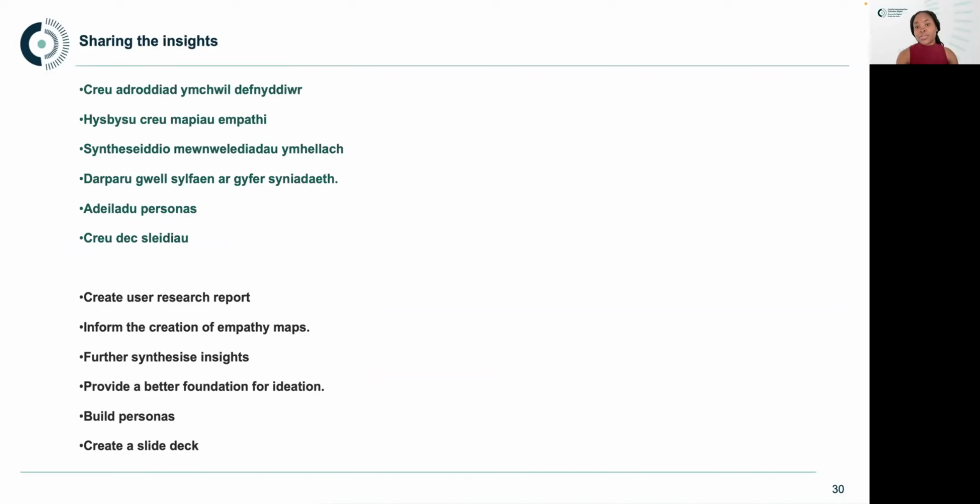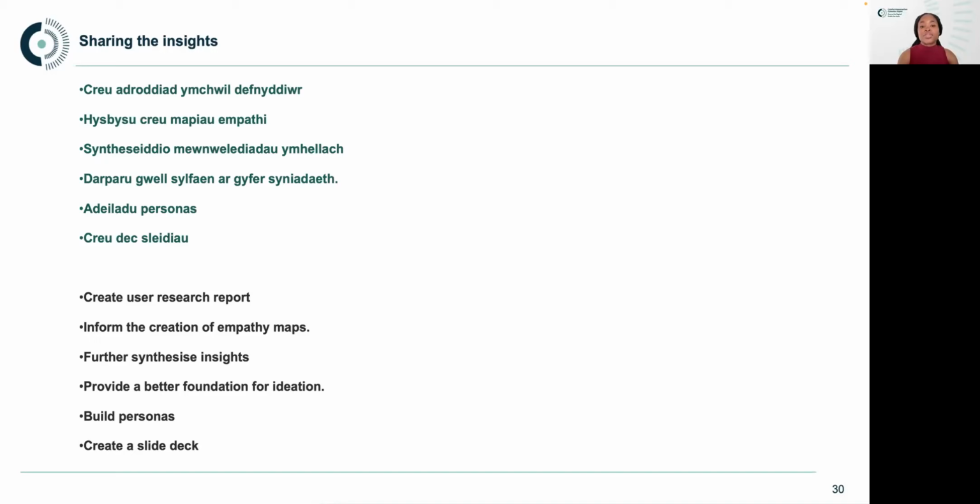And then you can now use the outcome of your affinity diagram to create a user research report. It can be very detailed for your team and with less detail for maybe senior management. You can use the outcome of your affinity diagram to also inform the creation of empathy maps. You can use it to synthesize insights further and create a problem statement for your design process. You can also use it to provide a better foundation for ideation. You can use an affinity diagram to also build personas that represent your target audience in the best possible way, and create an executive summary again for senior management.